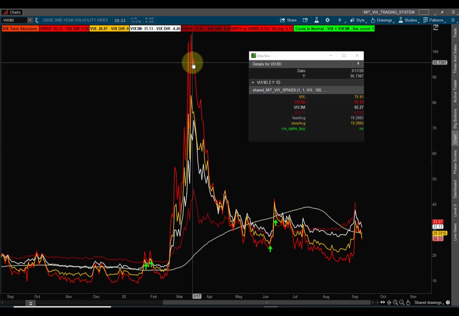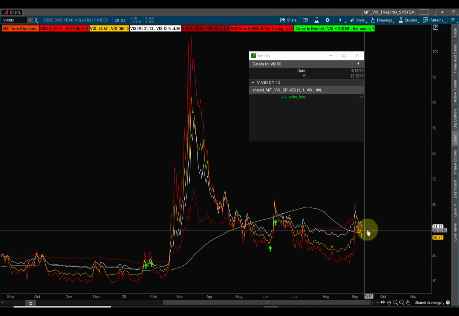up, the 9-day is the one that got really expensive relative to its peers. If you could see in the data box, the 9-day here is 106, the 30-day is 82, the 90-day is 67, but the 1 year kind of stayed at 41.